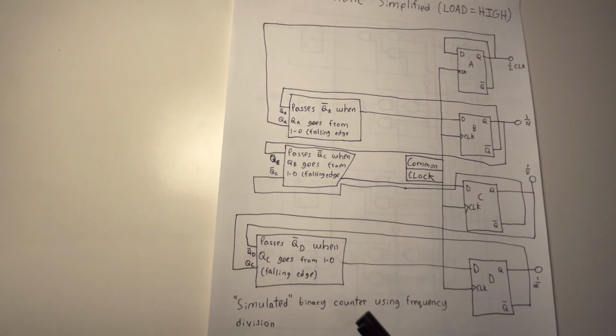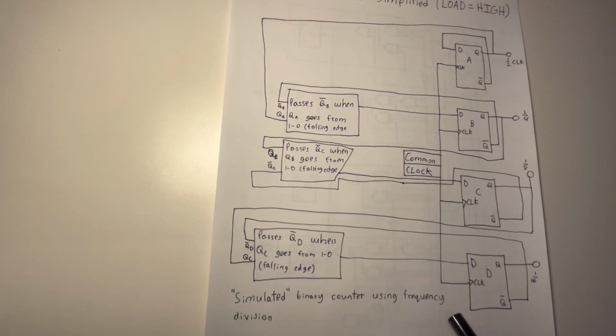And the result of this is what I like to call a simulated binary counter, because all a binary counter really is, is frequency division. The least significant bit toggles at half the rate of the clock frequency, then the second least significant at a quarter, then an 8th, and so on, in this case up to 1/16.